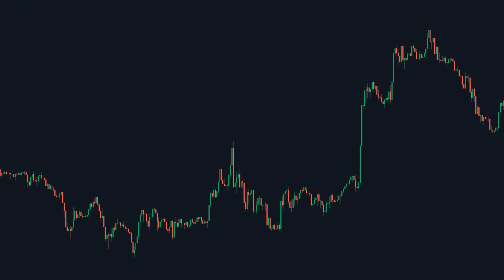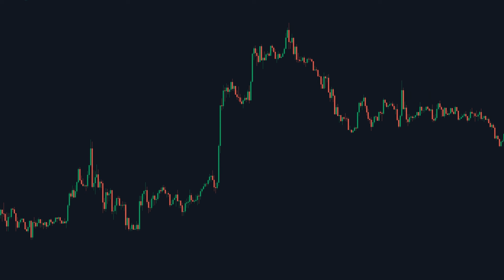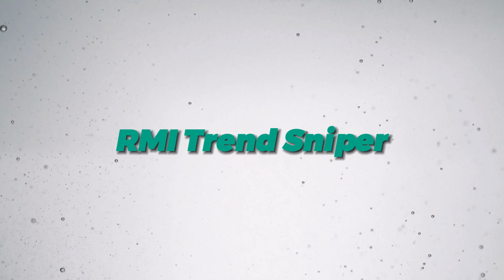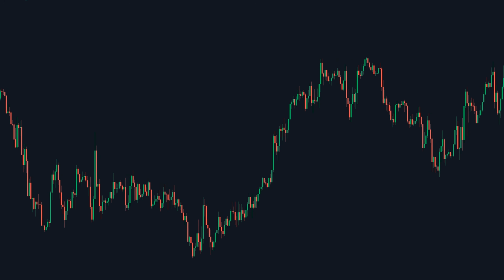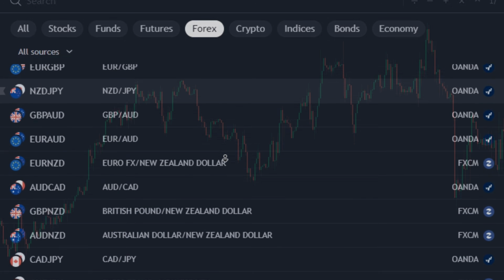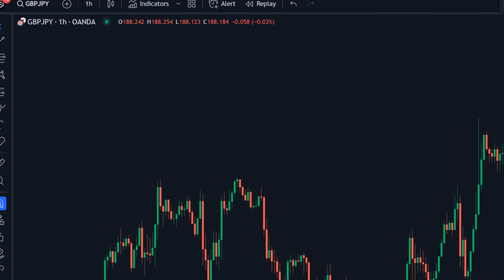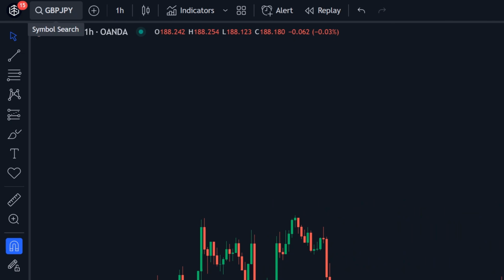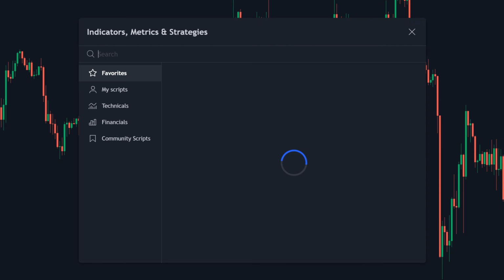Let's get into it. Now, the indicator that we're talking about is called RMI Trend Sniper. To add it to your chart, go to TradingView and load any trading security that you like in any time frame. For me, I'm gonna be using the 1 hour time frame of GBP/JPY. Then open the indicator search tab and type in RMI Trend Sniper and select this one by TZAC88.